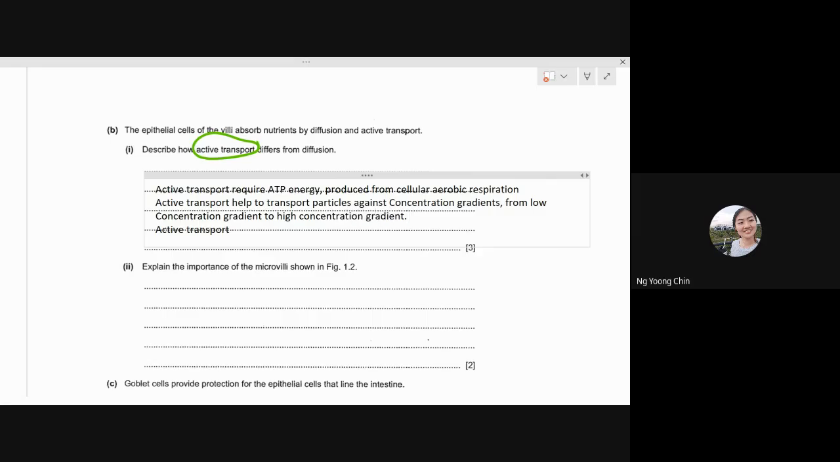And then the third one, you can say that active transport requires the help of carrier proteins, because this is only involved in active transport, but not in diffusion. Okay, requires the help of carrier proteins in the plasma membrane. So 3 marks, 3 answers: ATP energy, against the concentration gradient, carrier protein. That's all. So this is the answer that you can write. Simple and clear-cut.